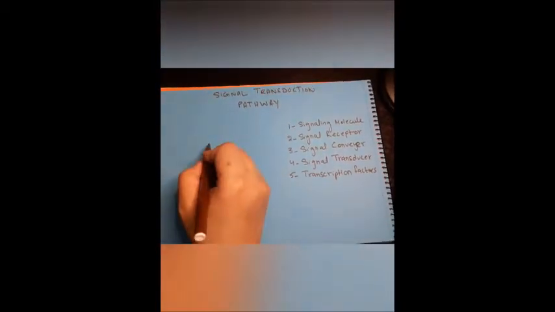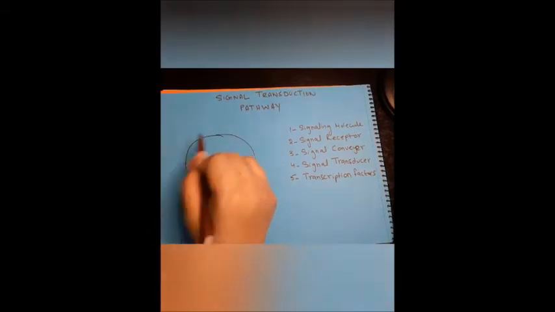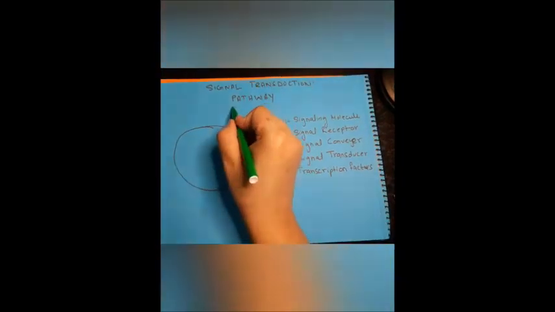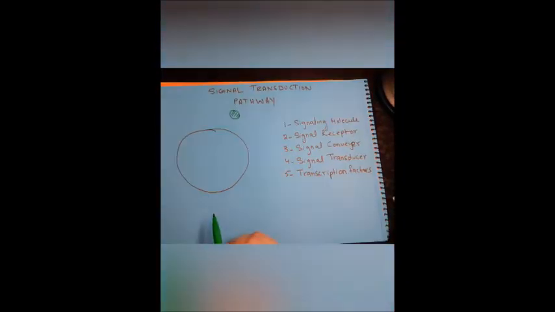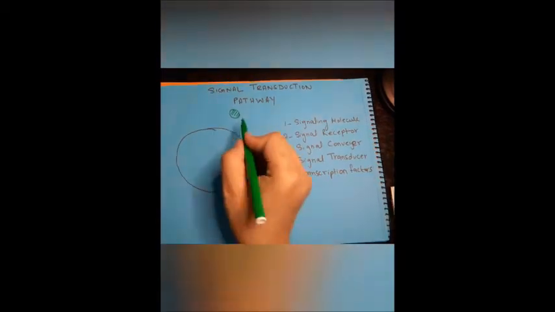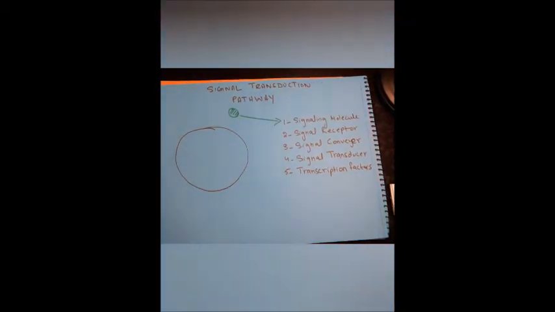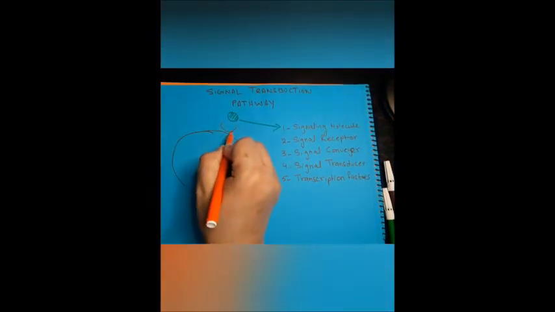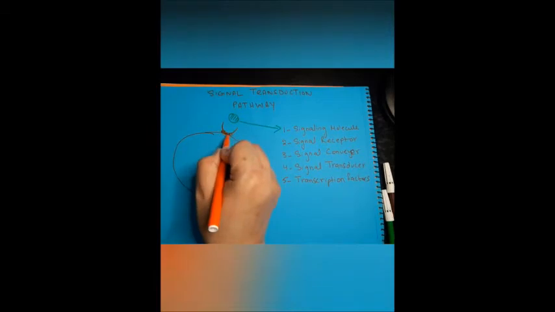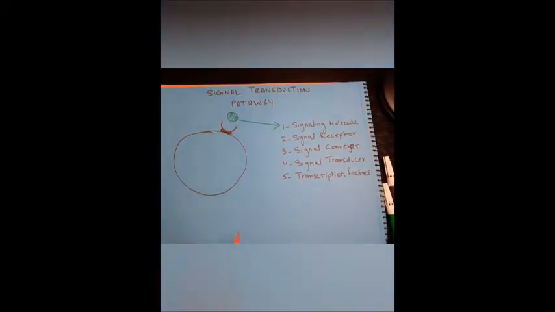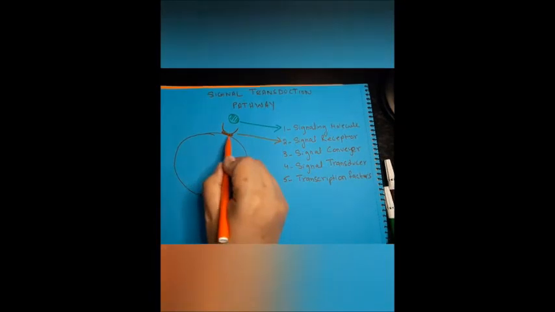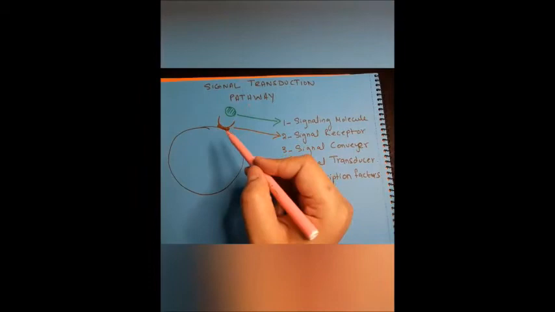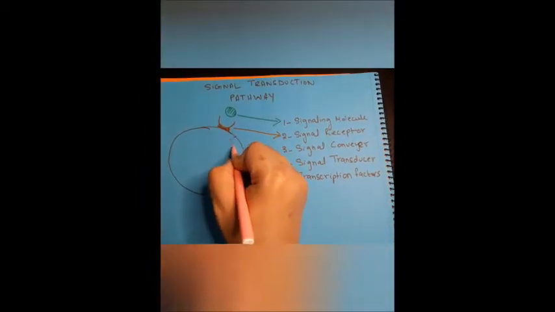So let's say that this is a cell. And this molecule coming from outside the cell to give signal to the cell, this is called as the signaling molecule. This signaling molecule interacts with an entity present outside the cell. This entity is called as the signal receptor, that is receiving the signal. This interaction between signaling molecule and signal receptor creates some changes.